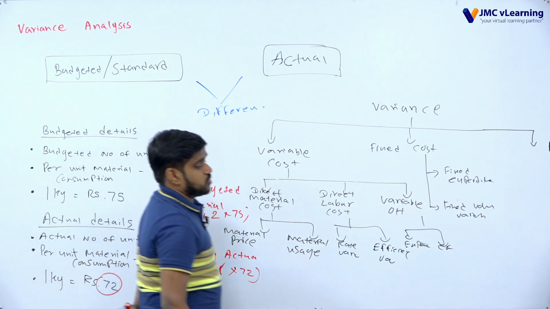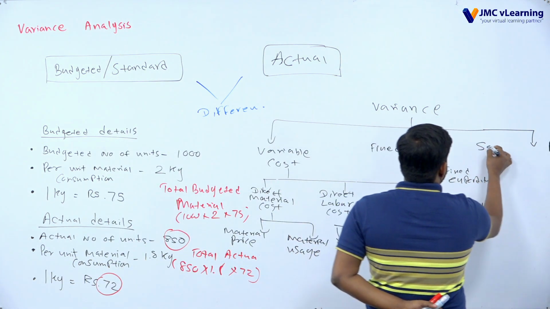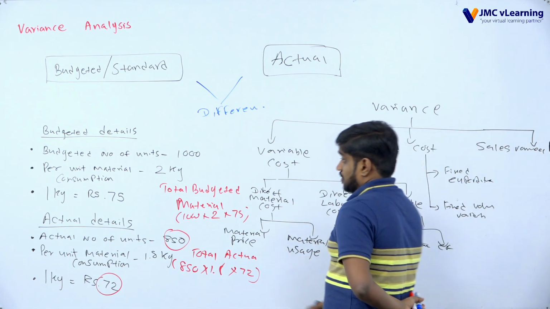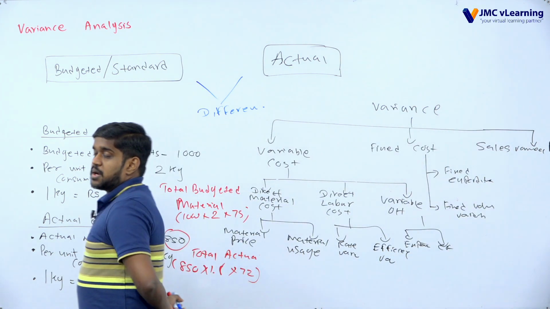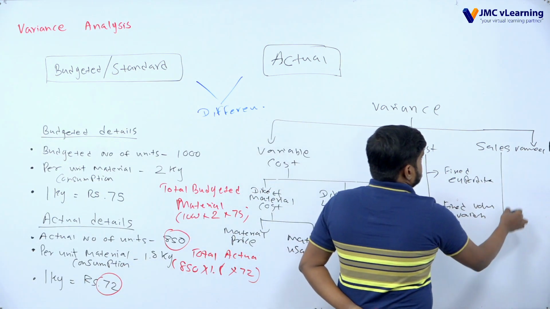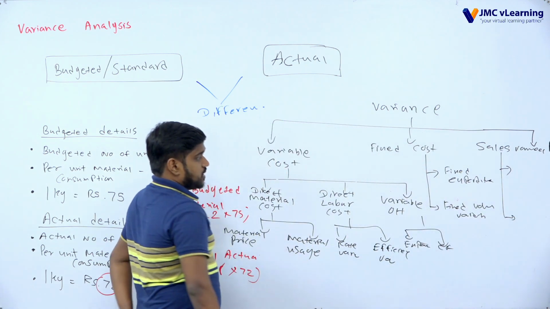The third category that we have to learn under the variance is sales variances. When we come to the sales variances, we have to calculate mainly two types under your BL6 management accounting.